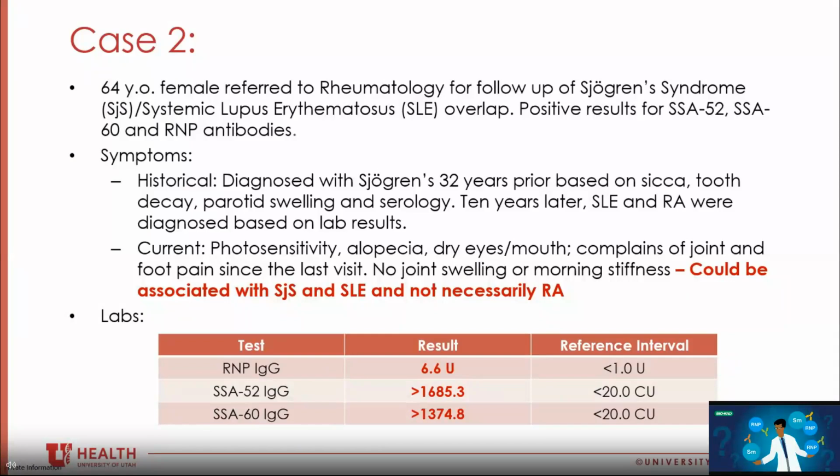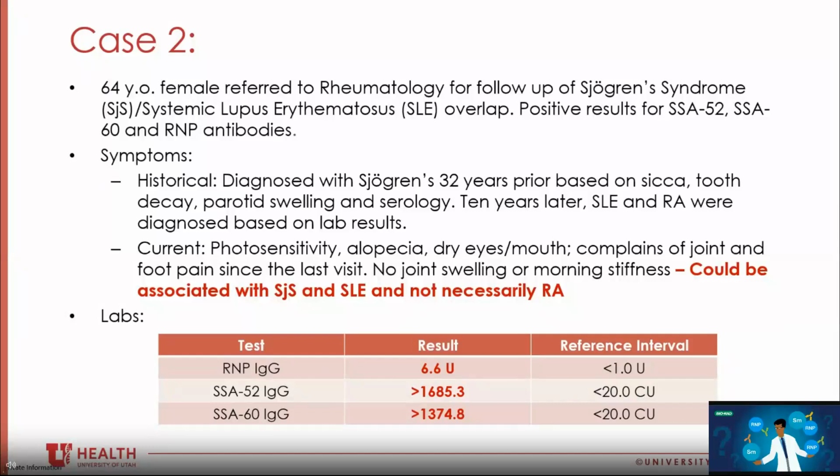She presented to her primary care physician recently and was tested for antibodies against SSA52, SSA60, and RNP, and was found to be positive for all 3. She was referred to Rheumatology for follow-up of Sjogren's syndrome lupus overlap.